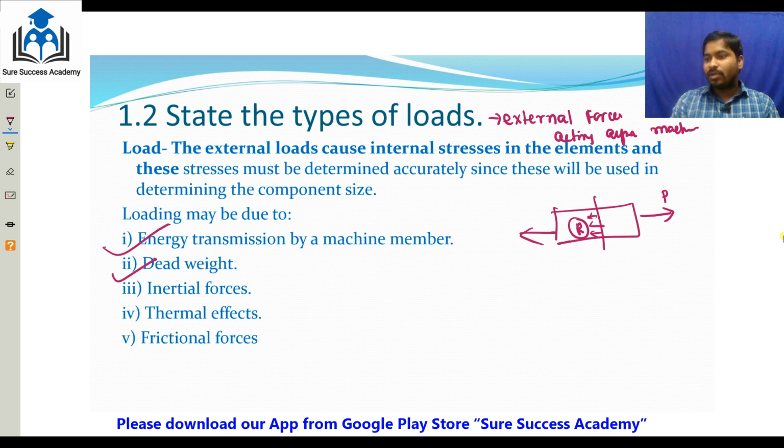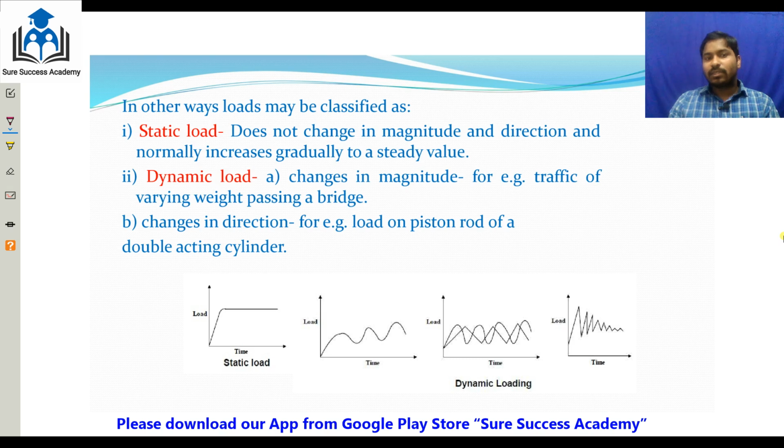maybe dead weight of the machine, or maybe inertia forces or thermal effect or frictional forces. Okay. So in other words, the loads may be classified as one is static loads, one is dynamic loads. What is the static load and what is the dynamic load? The load which does not change the magnitude and directions normally increases gradually to the steady value. So in the static load, a load is said to be static when it is not changing its magnitude and directions, but normally it increases to a certain limit.